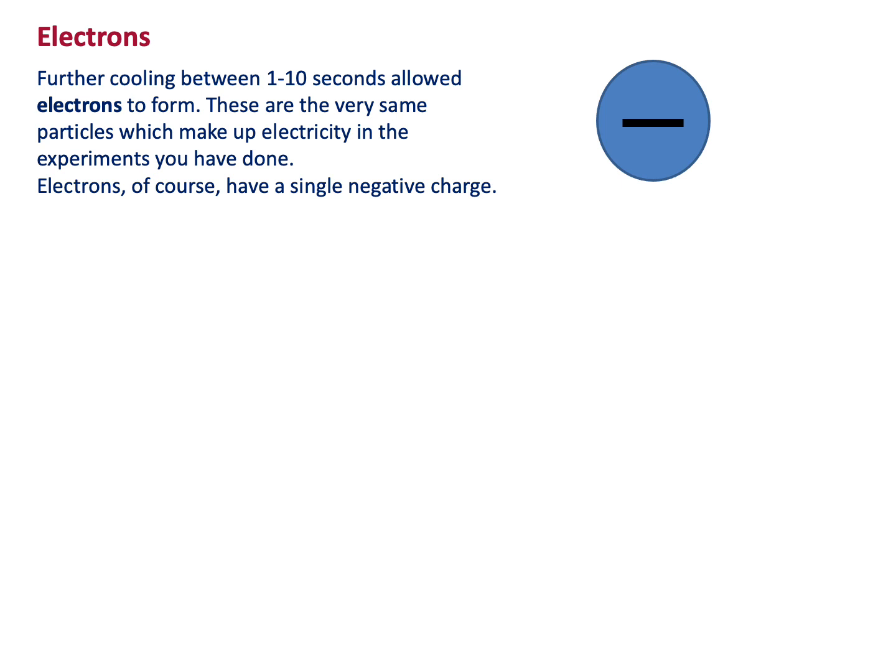Electrons. Further cooling took place as the universe expanded between 1 and 10 seconds, allowing electrons to form. These electrons are the very same as the ones flowing along wires in your electricity experiments. And of course, as you know, electrons have a single negative charge.